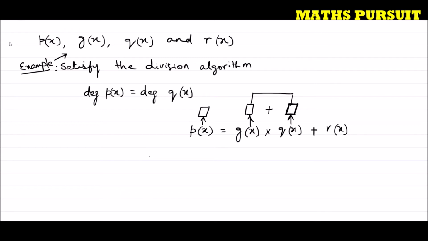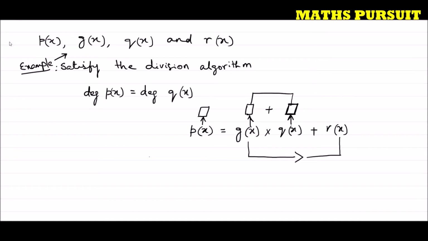Another important concept is that the degree of g(x) is always greater than the degree of r(x). So guys, please focus and keep these things in mind: the degree of g(x) is always greater than that of r(x), and the degree of g(x) plus the degree of q(x) gives the degree of p(x).